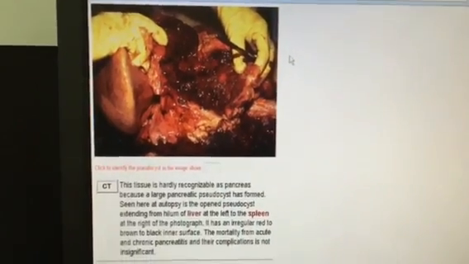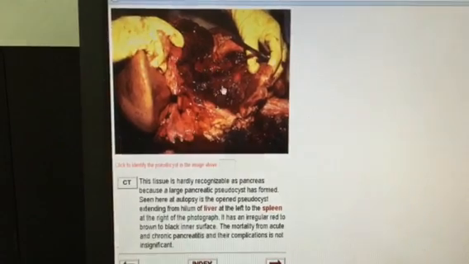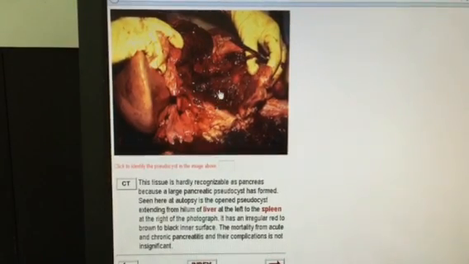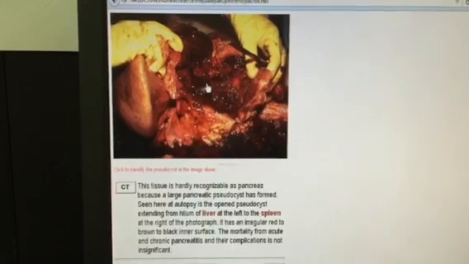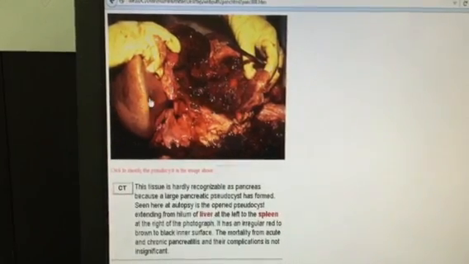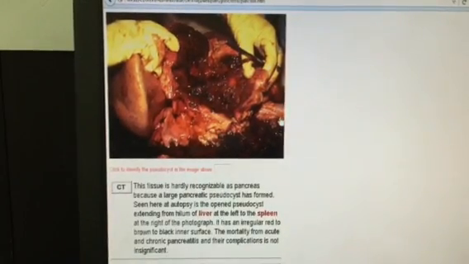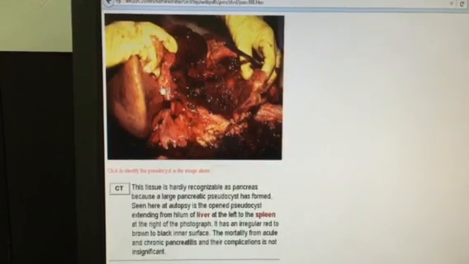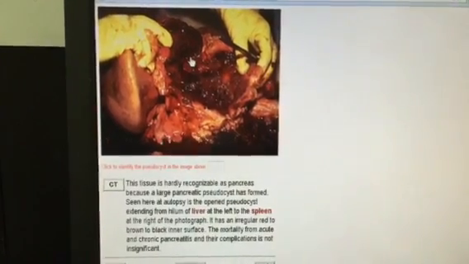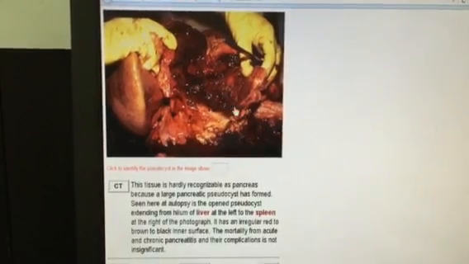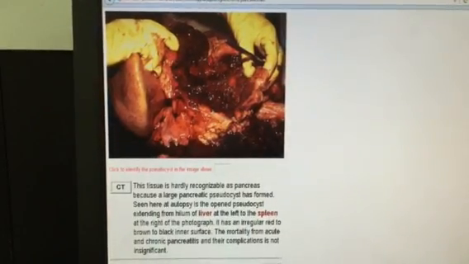So this is an autopsy of a patient after dying. This is a pseudocyst. Why do we call it a pseudocyst? Because it doesn't have an epithelial lining. So this is the liver, and here is the spleen. So the pseudocyst extends from the liver to the spleen. It was a huge one, containing hemorrhage and debris, necrosis.